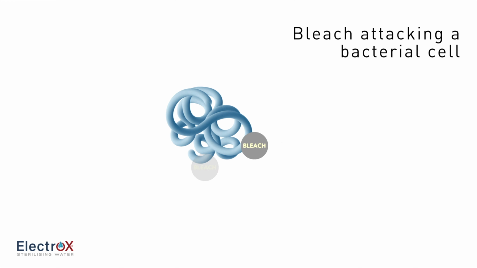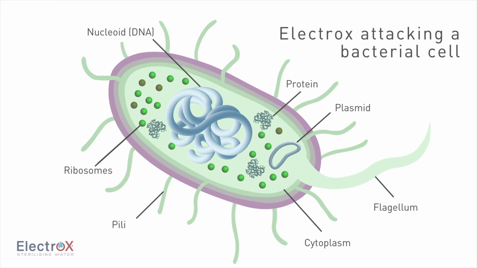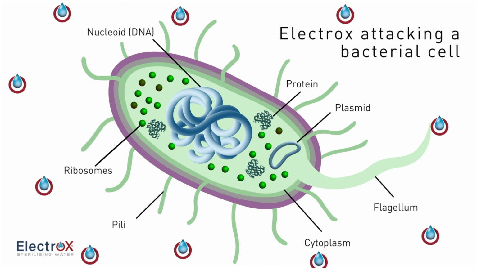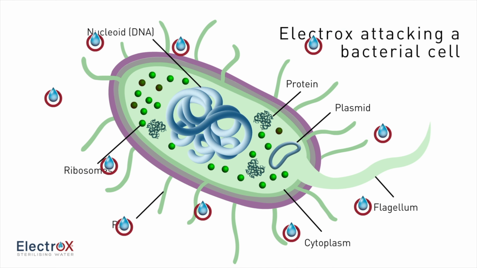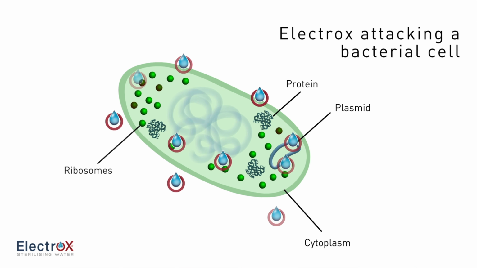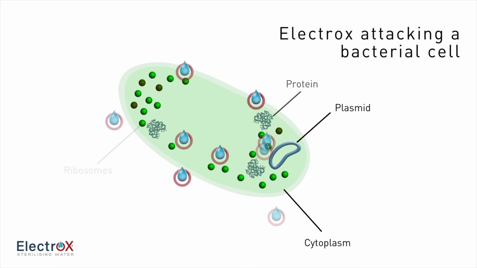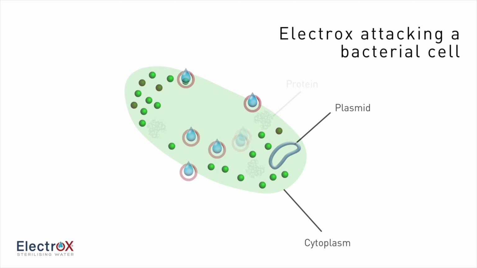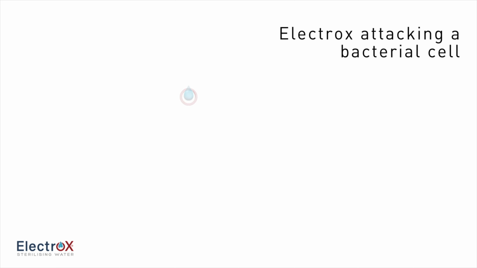However, when Electrox active substance, called hypochlorous acid, comes into contact with these cells, because of its neutral charge and its small molecular weight, it can cross the plasma membrane straight away and start attacking the proteins and DNA inside, whilst at the same time breaking down the cell from the outside.